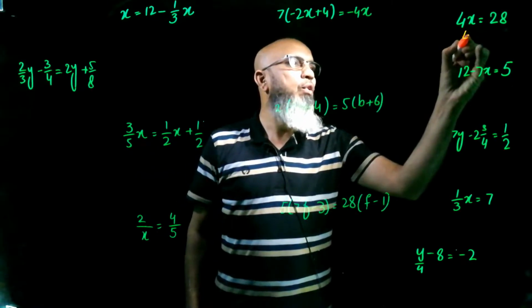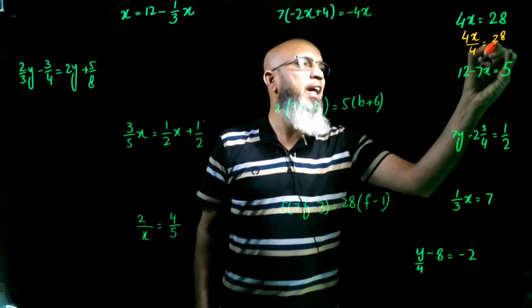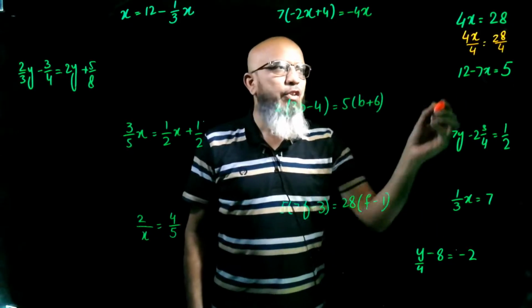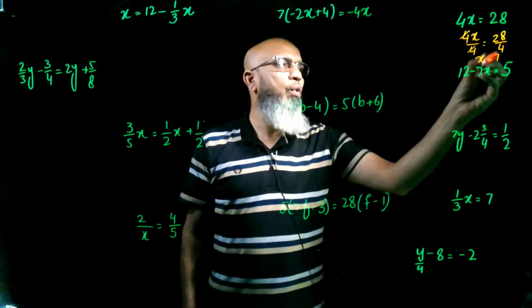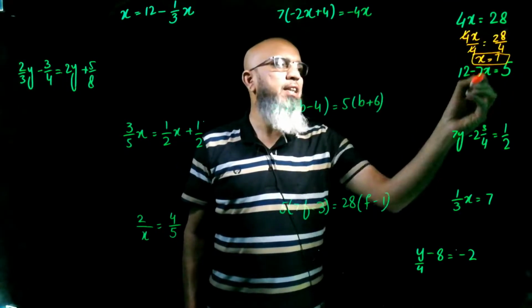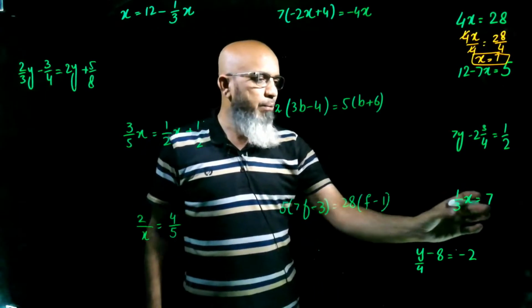So what will we do? We will do 4x divided by 4 is equal to 28 divided by 4. So this 4 cancels. What do we get? x is equal to 7. So that is the answer of the first question. That's quite easy.